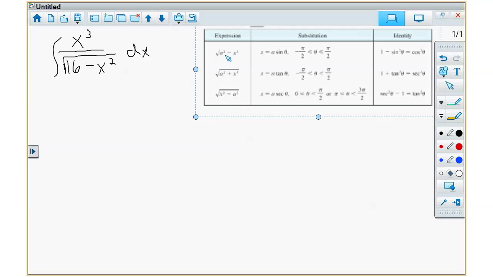Square root of a squared minus x squared, the square root of a squared plus x squared, the square root of x squared minus a squared. Which one do we have? Well, minus, that's good. Y'all got minus right. So it's either this one or this one. So which one did I tell you a usually was going to be? The number or the variable? The number. So which one is it?